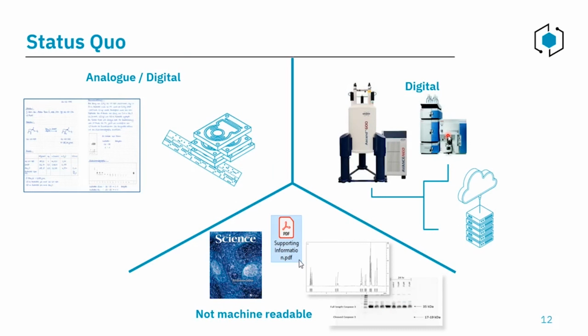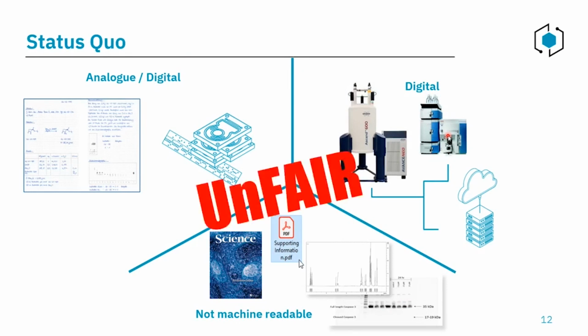But the worst way is actually how we publish this data. We take this once beautiful digital information, often machine readable, and then we destroy all the machine readability by making a JPEG out of it and dumping it into a supporting information document. And we call this process unfair.